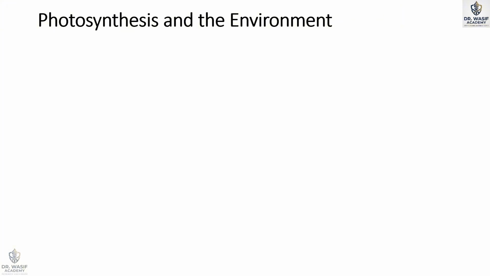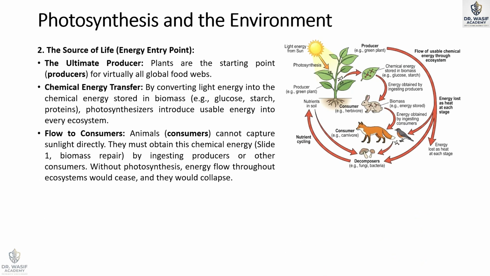Beyond balancing the air we breathe, photosynthesis serves a second, equally vital role. It is the energy entry point for our planet. Think of the sun as a massive power plant. Most living things, including you and me, have no way to plug in to that solar energy directly. This is where producers, that is the plants, come in. They are the only ones capable of capturing that light and converting it into stable chemical energy stored in their biomass, like glucose, starch or proteins.